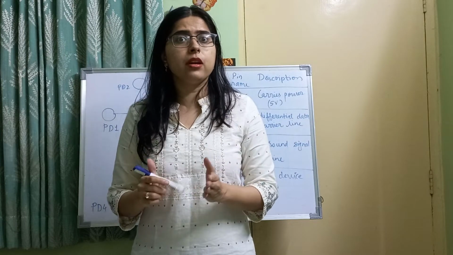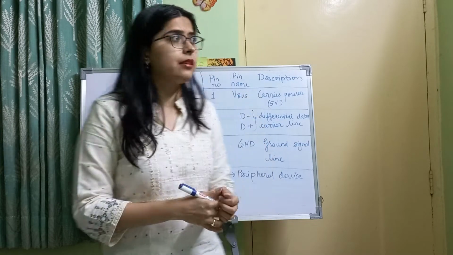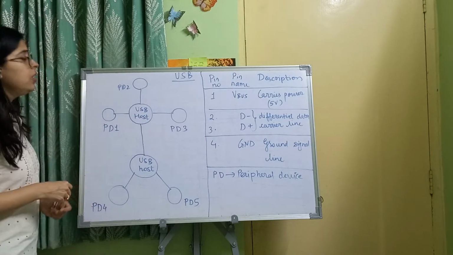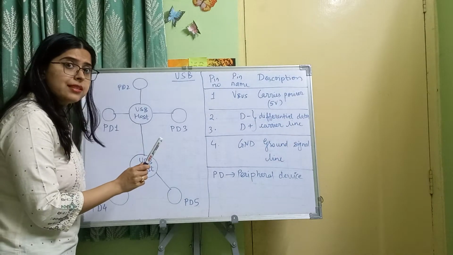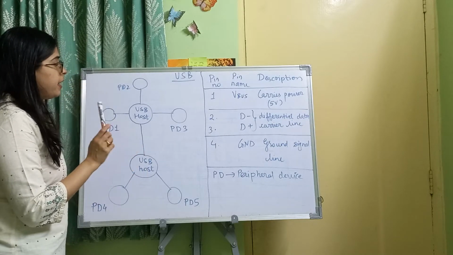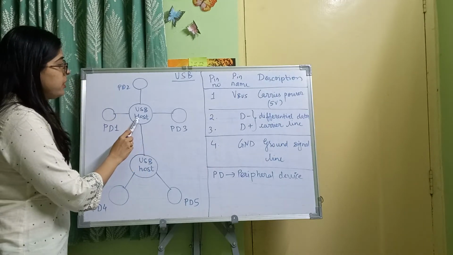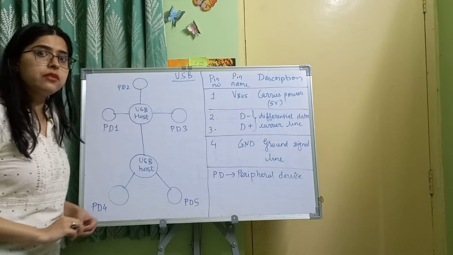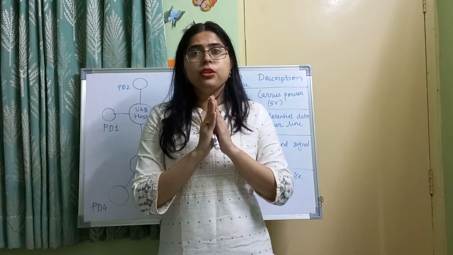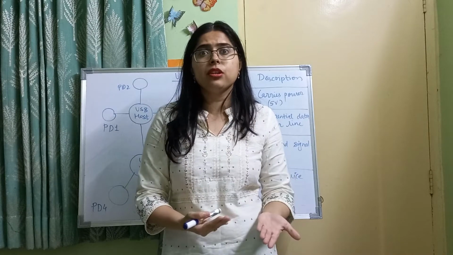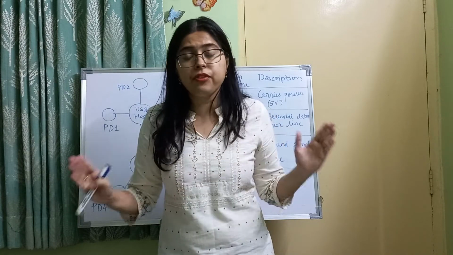Now, polling is over. How does the communication take place? This host device supports 127 slaves, and this host sends a token packet to the slave device or peripheral device. Now what is a token packet? The token packet sent by the host device consists of fields.